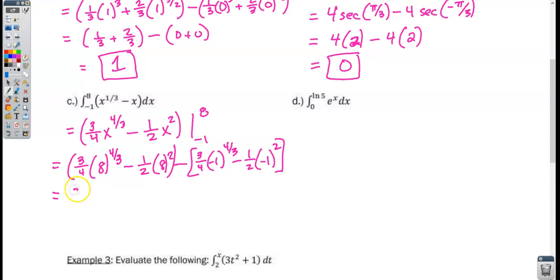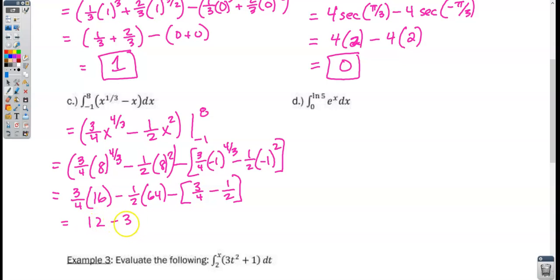So this is going to be, let's see, 3/4 times 8 to the 4/3 is 16. That's going to be 3/4. Negative 1 to the 4/3 is positive 1. It's 3/4 times 1. Negative 1 squared. And so this is all going to be equal to 12 minus 32 minus 1/4, which gives me negative 81/4 when I calculate all of that value.